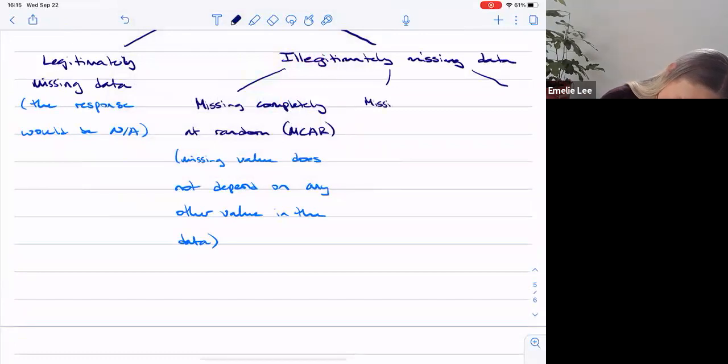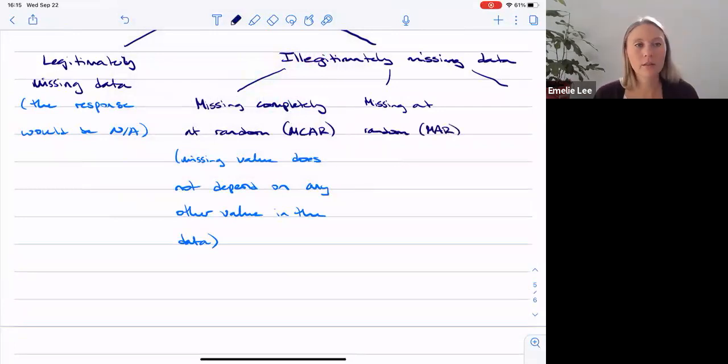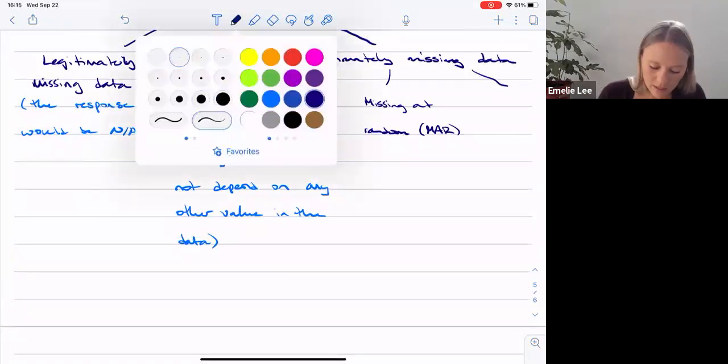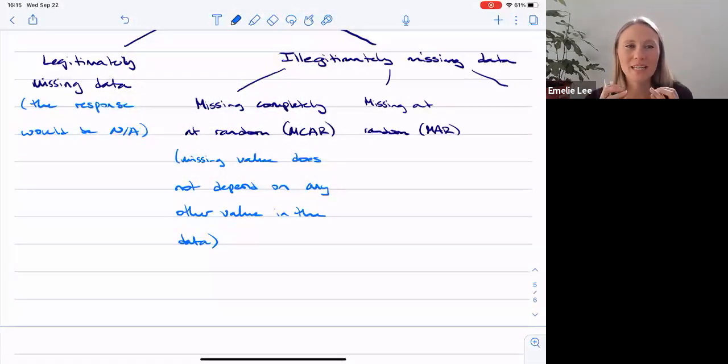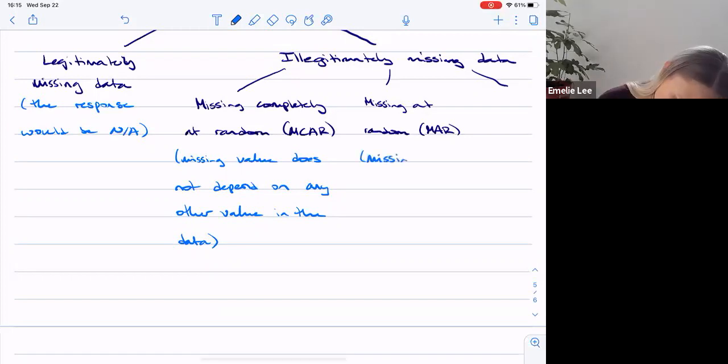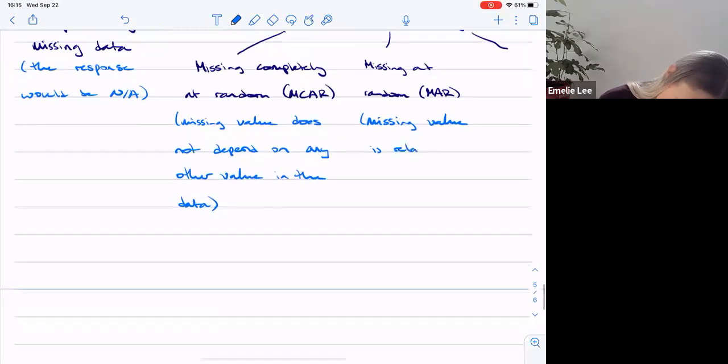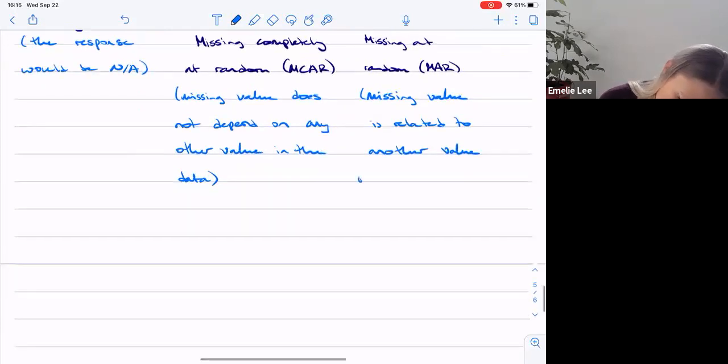Missing at random, MAR, is maybe it's related, so maybe that missing value is related to another value in the data. Okay. So then the missing value is related to another value in the data.